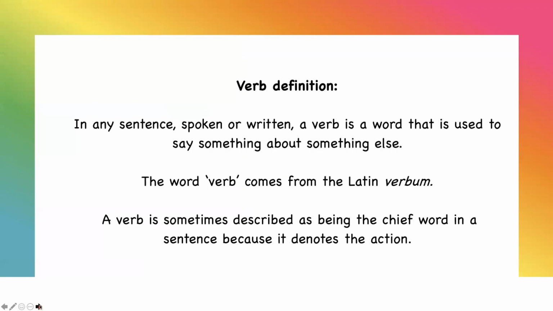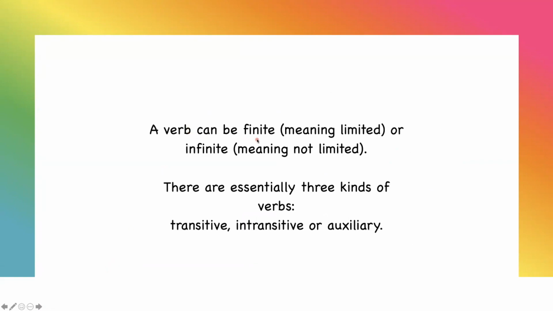A verb definition. In any sentence, spoken or written, a verb is a word that is used to say something about something else. The word verb comes from the Latin verbum. A verb is sometimes described as being the chief word in a sentence because it denotes the action. A verb can be finite, meaning limited, or infinite, meaning not limited. There are essentially three kinds of verbs: transitive, intransitive, or auxiliary.